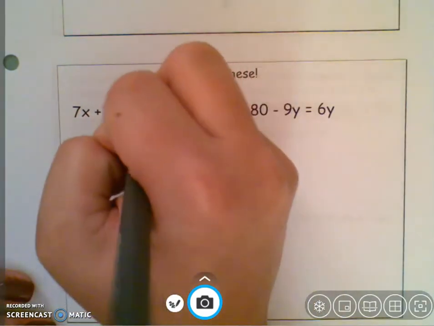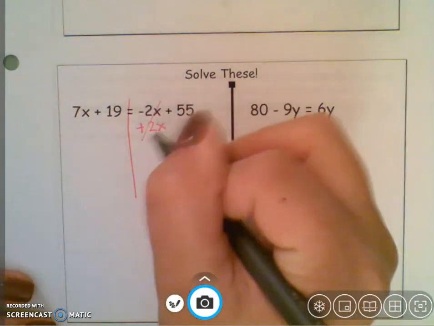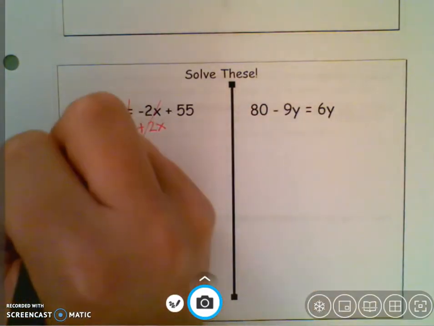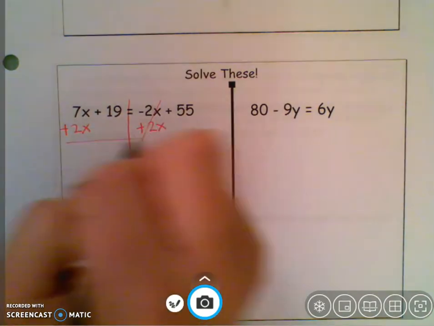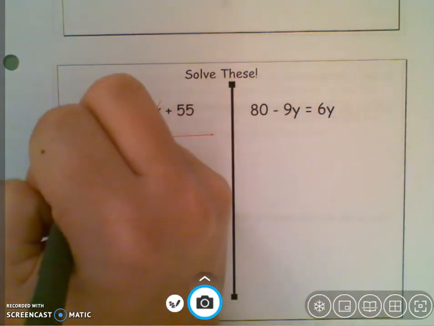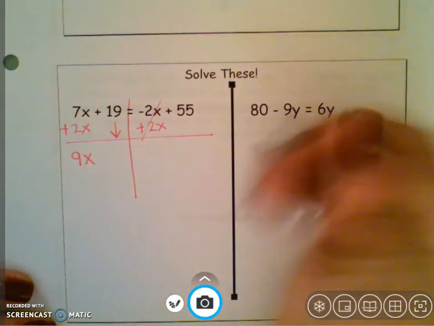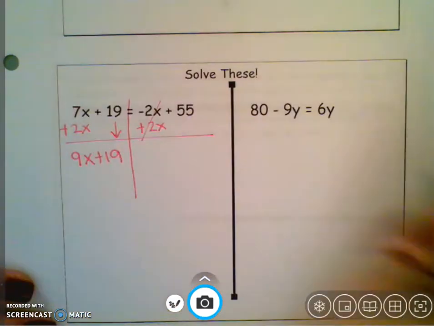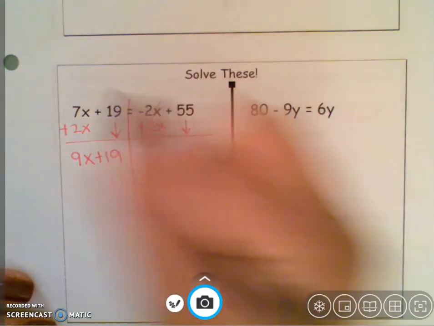Personally, I am going to move this negative 2x because I want to get rid of this negative. So I'm going to add 2x to make these cancel. And whatever you do to one side, you do the exact same to the other. I'm going to put the 2x under the 7x. So now 7x plus 2x is a 9x. Don't forget to bring down this 19 plus 19. And then don't forget to bring down your 55. Remember, that's equal.